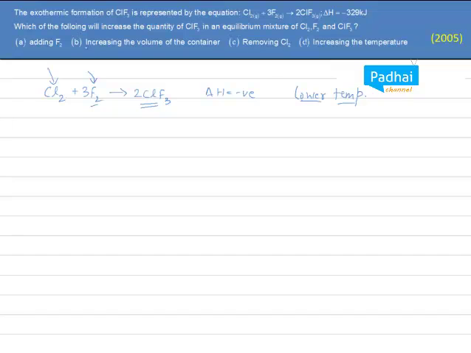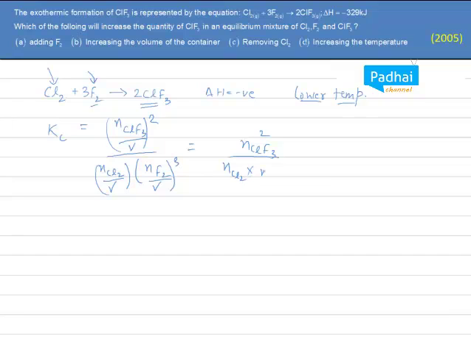Now, if we talk about option B, increasing the volume of the container, let us first of all see Kc. Kc is the number of moles of ClF3 divided by volume, whole squared, divided by the number of moles of Cl2 divided by volume, into the number of moles of F2 divided by volume, whole cubed. So this will give the number of moles of ClF3 whole squared, divided by the number of moles of Cl2 into the number of moles of F2 whole cubed, into volume squared.